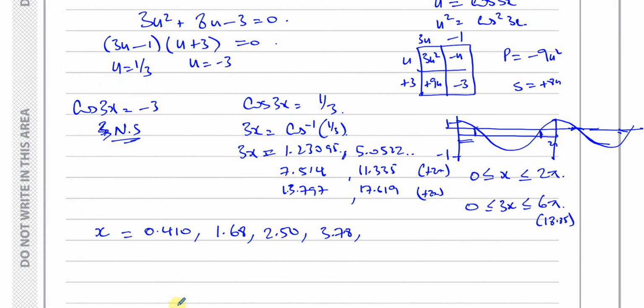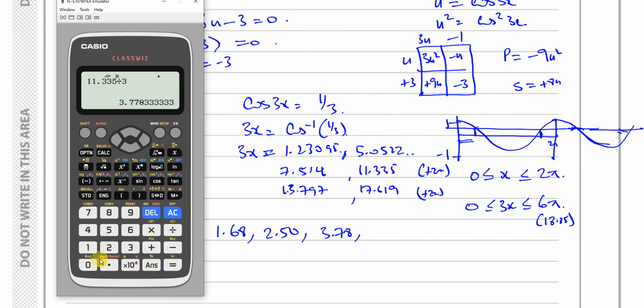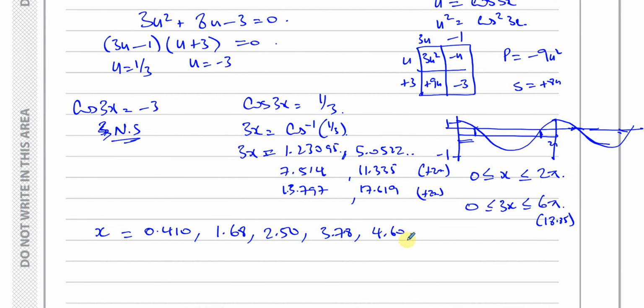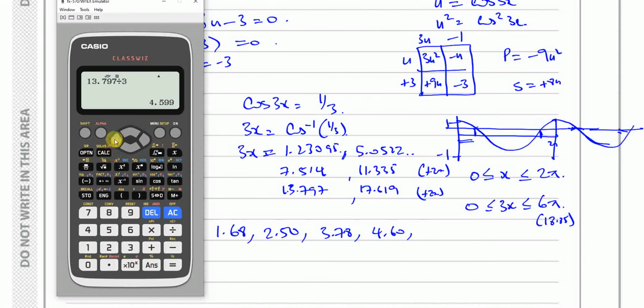And then we're going to have 13.797 divided by 3. And that gives us 4.599, which is 4.60. And then finally we have our 17.619 divided by 3, which gives us 5.87 to 3SF.